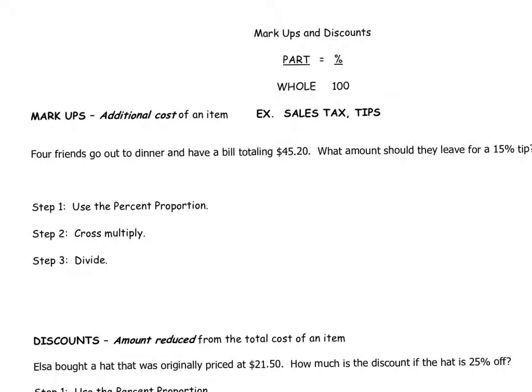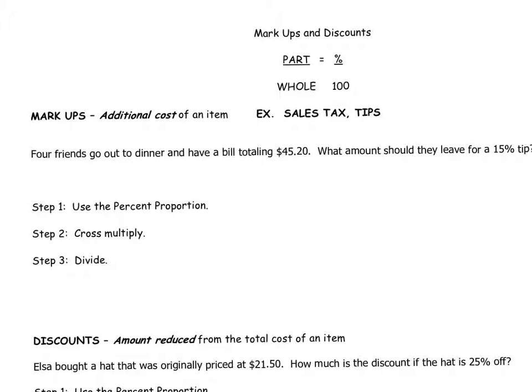Today we're going to be discussing markups and discounts. You actually use the percent proportion to find markups and discounts, and then based on the question, you either find the discount, you find the tax or the tip, or sometimes you'll have to find a sale price or a total cost, just depending on the question.